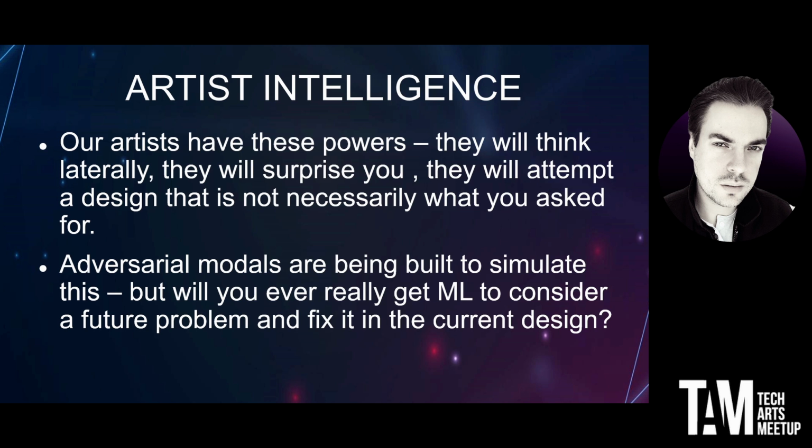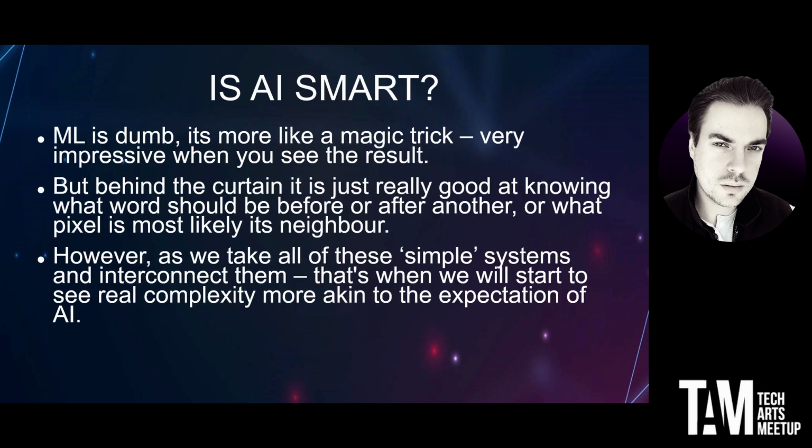So when we're looking at the artists, they have these powers, they'll think laterally, they'll surprise you, they'll attempt to design something that's not necessarily what you asked for. And so yeah, adversarial models are the ways that AI is trying to deal with that. So we're looking at different ways. When something's created, it's then reassessed. And then if it matches what we want, great, we'll move forward. If it isn't, then we'll continue to rework that and then reassess. So it is moving forwards, but at this stage, again, it's not quite ready for us.